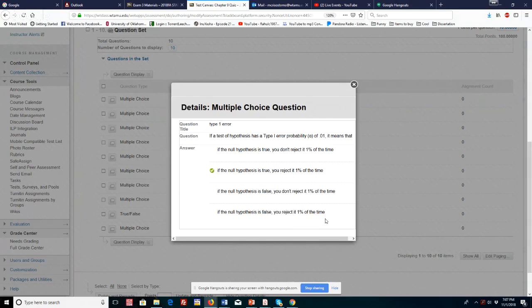A type 2 error would be this one right here. If the null hypothesis is false, you don't reject it 1% of the time. That's a type 2 error. If the null hypothesis is true, you don't reject it 1% of the time. That's not an error at all. If the null hypothesis is true and you don't reject it, that's a correct decision. And if the null hypothesis is false and you reject it, that's also a correct decision. So for a type 1 error, that means that if the null hypothesis is true, you decide to reject it.